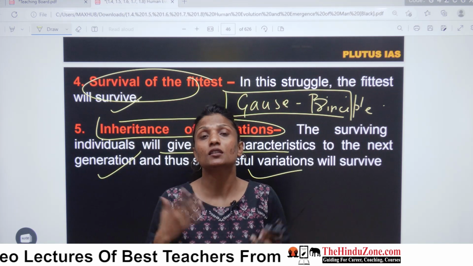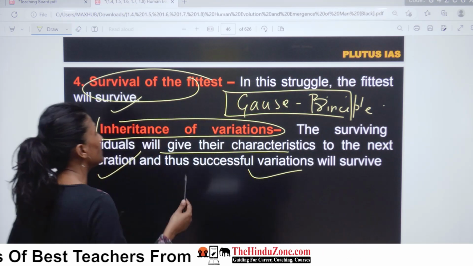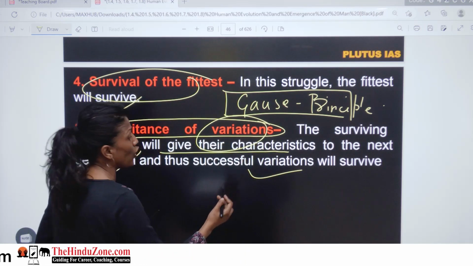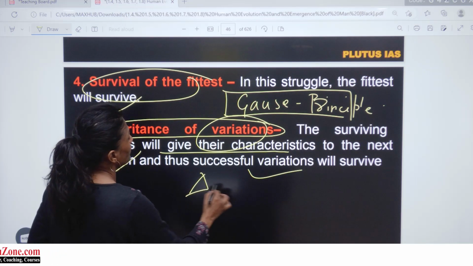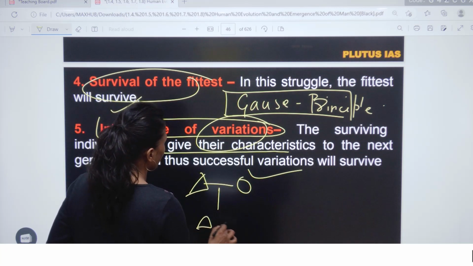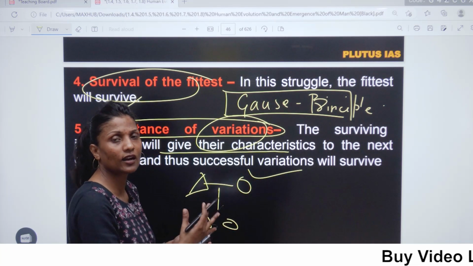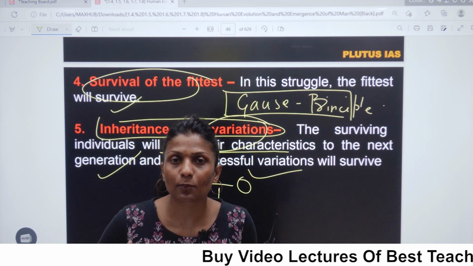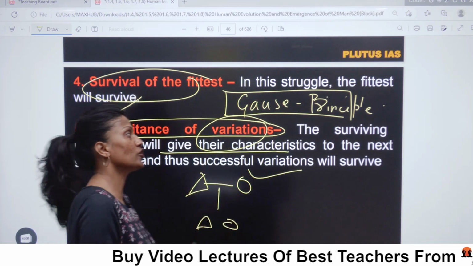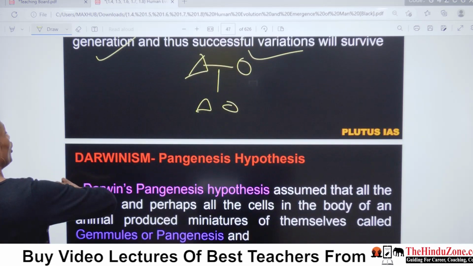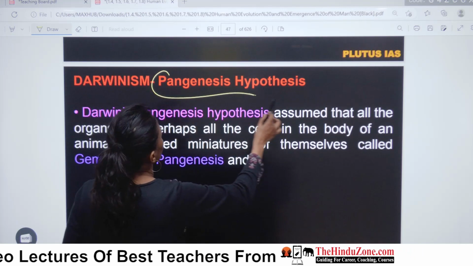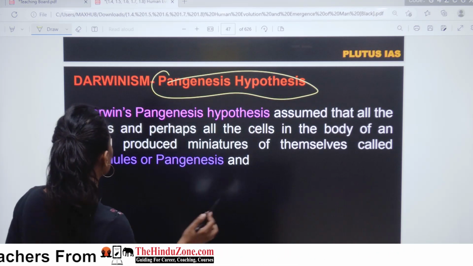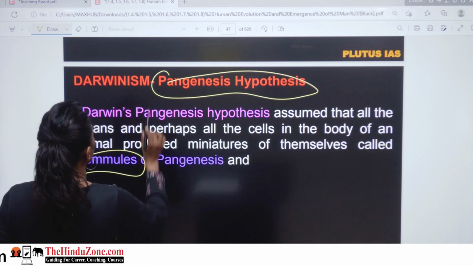Here one important development which Darwin made is that he explained how variation goes from offspring to offspring, how the next generation received these characteristics. Here he has explained a theory of pangenesis, right? So this is the pangenesis hypothesis. So what is this pangenesis hypothesis? It is also known as gemmules.